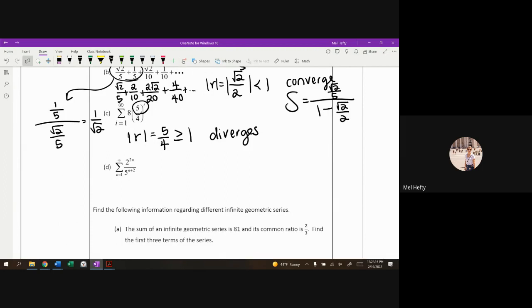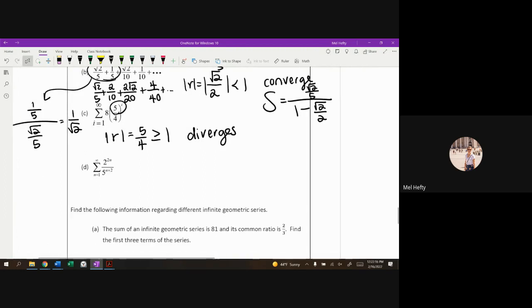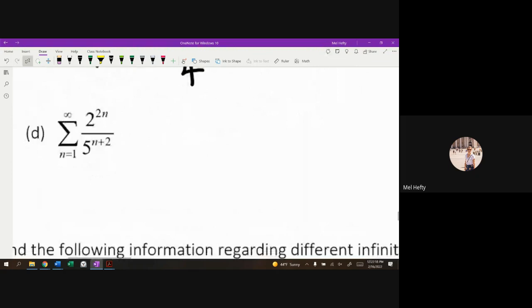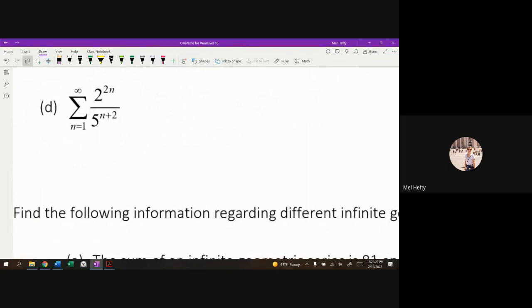All right, last one, and then I'll shut up. This one looks crazy, right? I could list out some terms, but I want to show you some cool algebra. And I'm going to lose time. All right, ready? Would you agree that 2 to the 2n is the same thing as 2 squared to the n? Because I would multiply those exponents.